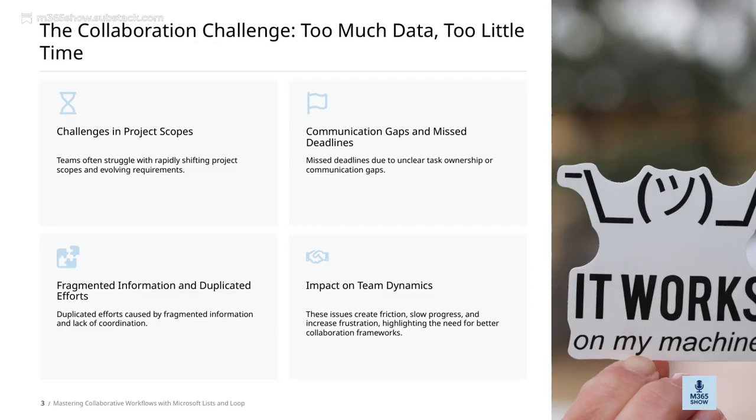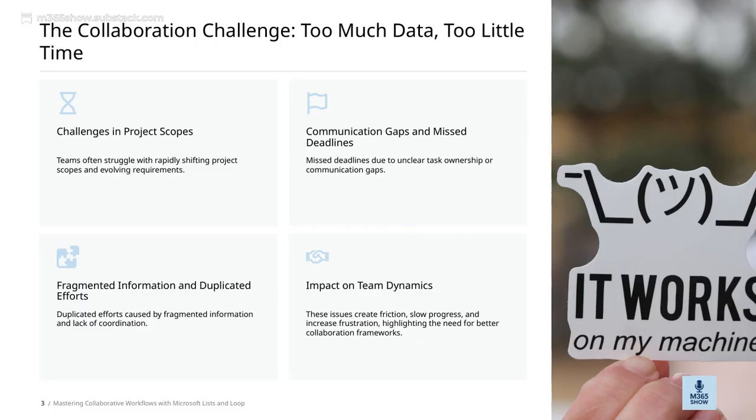Next, we see how unclear task ownership and communication gaps can cause missed deadlines. When responsibilities aren't clear or messages aren't flowing properly, deadlines slip away. Finally, rapid changes in project scope and evolving requirements add another layer of difficulty. Teams often struggle to keep up, which makes collaboration even more challenging.